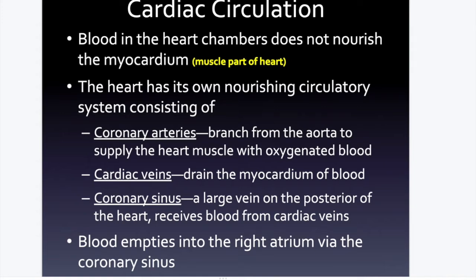It's going to have coronary arteries. And again, those branch off of the aorta, and that gets oxygen-rich blood to the muscle of the heart itself. Cardiac veins will take that oxygen-poor blood away from the muscle of the heart. And then there's the coronary sinus, which is a large vein on the posterior, the back side of the heart, where the coronary or cardiac veins will empty into. And then from the coronary sinus, blood will go into the right atrium of the heart, which is the top chamber on the right side of the heart.